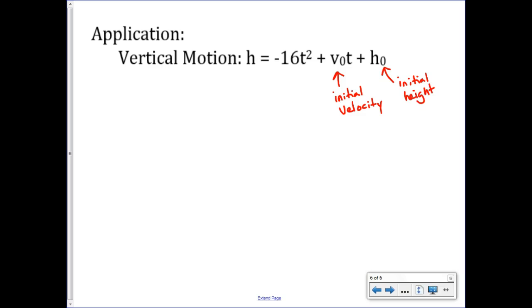T, of course, is going to be your time. This h is your final height. So we're solving for some piece there. But we'll talk about that more later on.